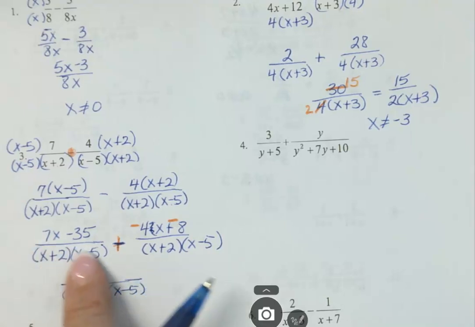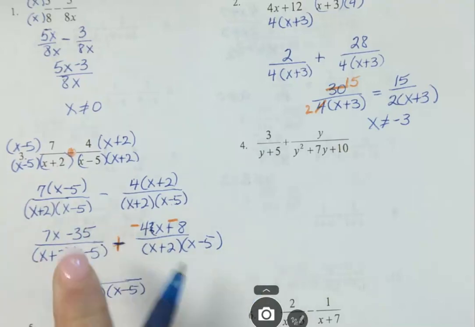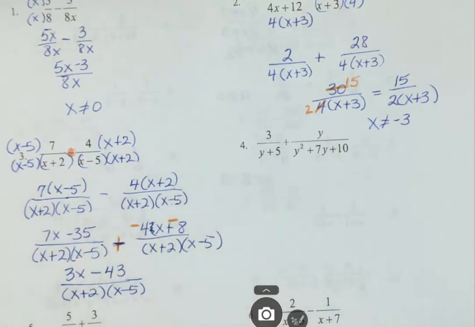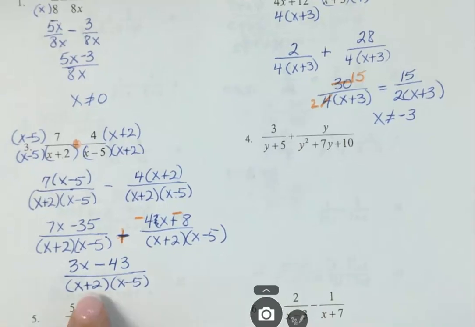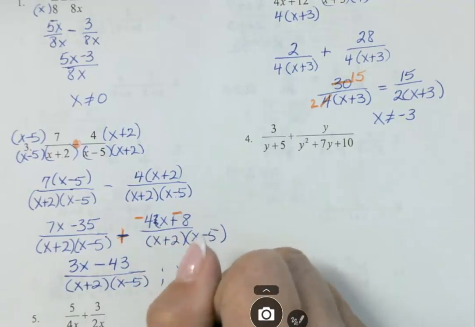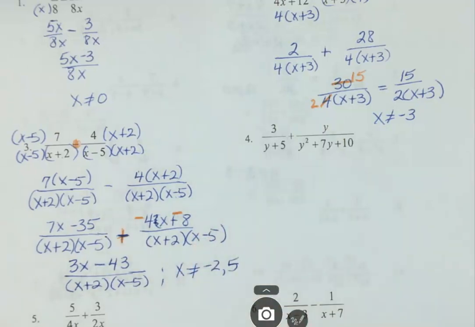I'm now going to combine my like terms, so 7x minus 4x, negative 35 minus 8. Okay, and again, one thing that you would need to do here is always go back and look and see would this factor, and could it potentially cancel something. Obviously 3 and 43 is not going to reduce, and so you're done. You also need to state again that x cannot equal negative 2 and positive 5. Okay, so this would be your final answer.